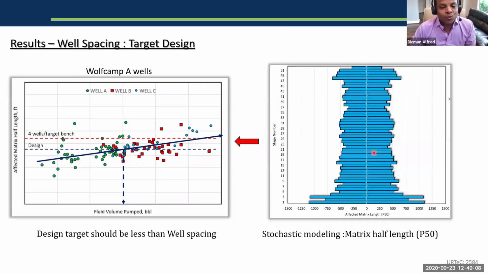So at the end of the day, what do you tell the completions manager? You go back and say, look, guys, I've studied multi-wells like this, A, B, and C, or multi-lithologies, and I found out here are the volumes I pumped in, and here is what I'm affecting. Okay. And if this is our target, a 4 wells bench target, please do not pump a job at the target. Go down to the design, maybe 80% of the design, and say, okay, that is enough to handle, because remember, the pressure is going to dissipate much beyond what I pumped in.